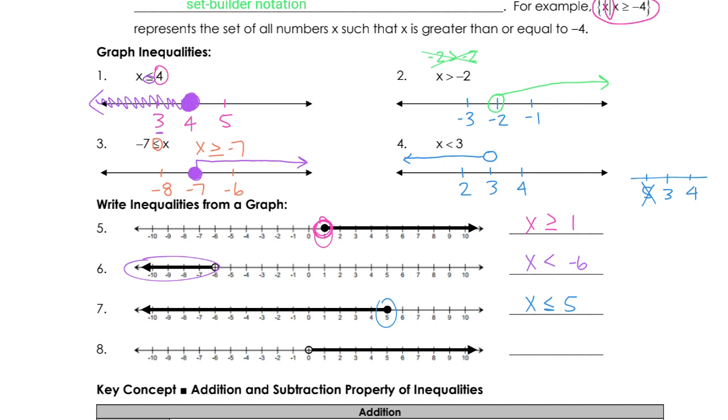And then number 8 here, we have X and 0. And this one shaded all of the numbers that are bigger than 0. So this would be greater than. Open circle would mean it would just stay as greater than, no or equal to bar.